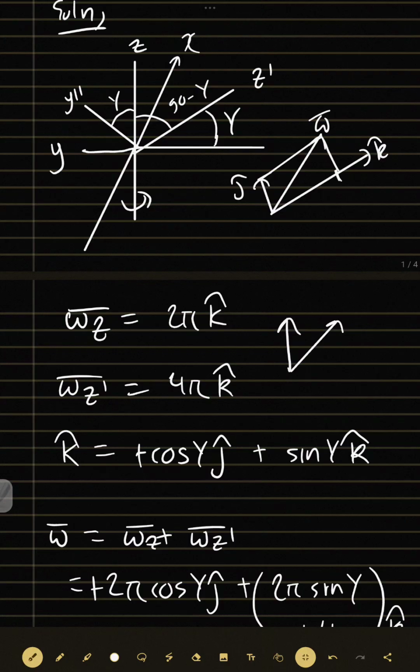What will be the body cone? Fixed like this. And so you will have pure rolling of body cone around the space cone, and the line of contact will be the instantaneous axis of rotation.